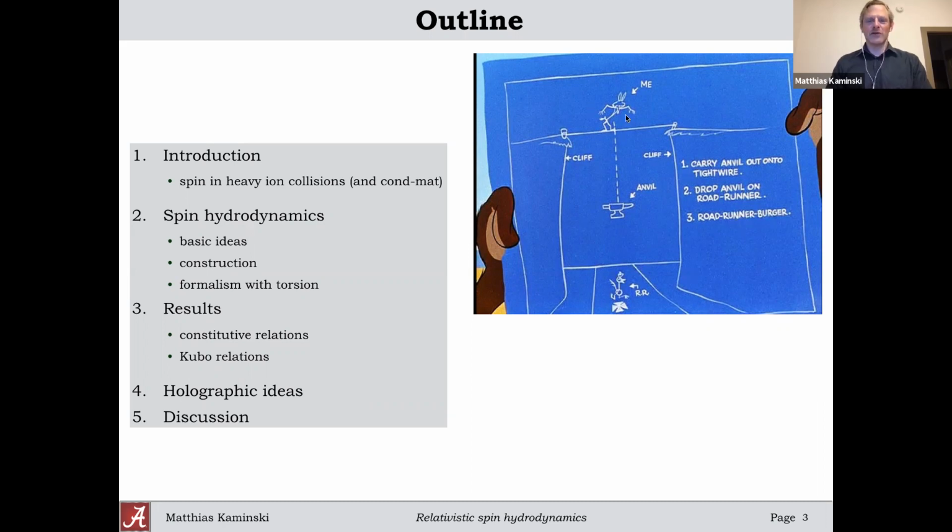That's the coyote's plan. My plan for now will be to derive a version of spin hydrodynamics and then have a nice dinner, with good results. The hope is that everything goes well. But usually we know that the coyote has some flaw in the plan, and the Roadrunner is smarter than we think. So hopefully that is where point number 4, holographic ideas, saves the day for everyone. Well, for everyone but the Roadrunner.